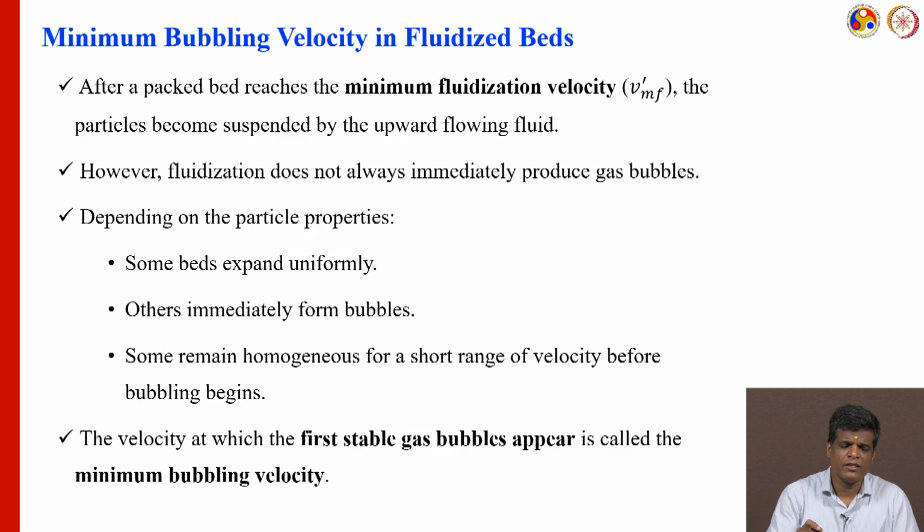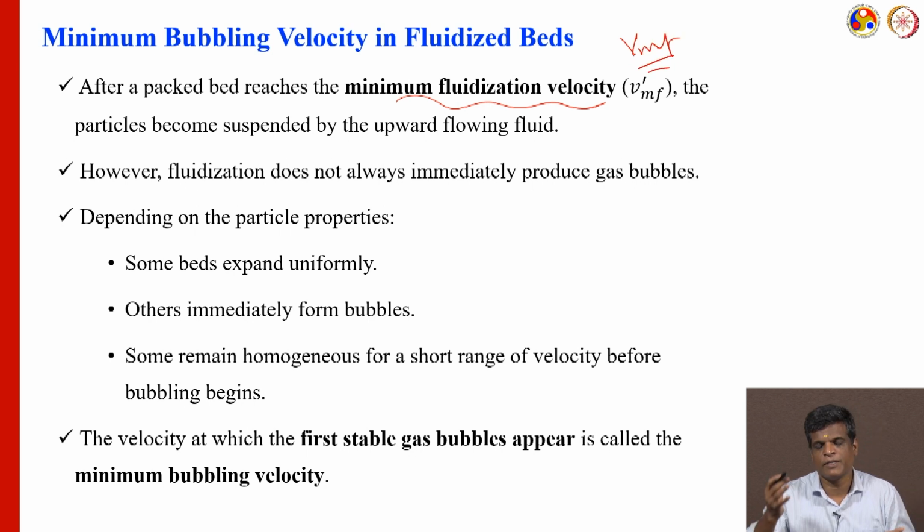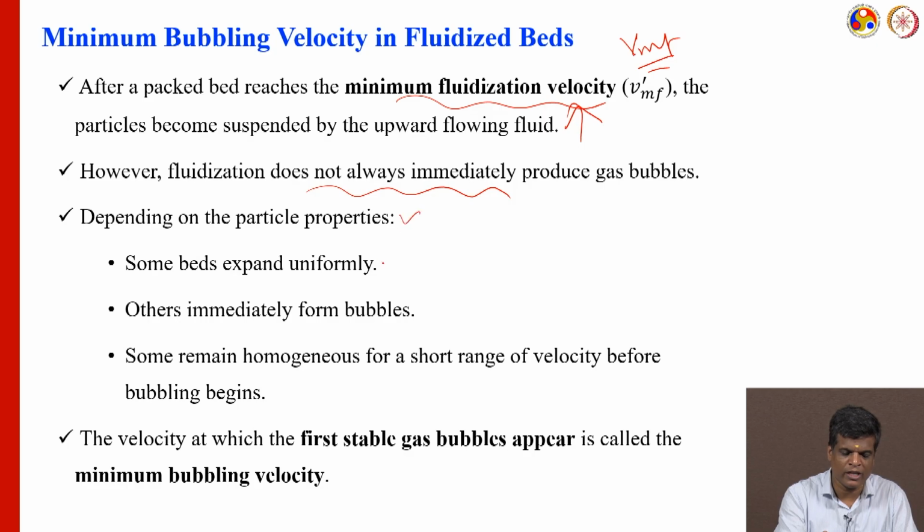So, after the packed bed reaches the minimum fluidization velocity, we call it VMF. The VMF is the minimum fluidization velocity. The particles become suspended and move upward with the flowing fluid, that is called minimum fluidization velocity. However, fluidization does not always immediately produce gas bubbles, because why? Because again it depends on the particle properties. Some beds expand uniformly, some beds expand non-uniformly.